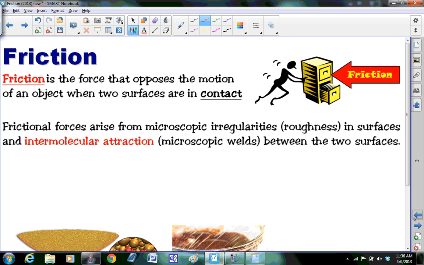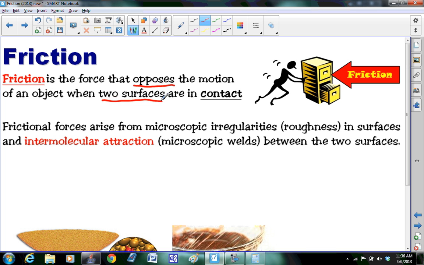Now, we're just going to go through the definition of friction. And remember, friction is the force that really opposes the motion of an object when two surfaces are in contact. That's really important. You need to have two surfaces. It could be a variety of surfaces, it could be the air, but you always have two surfaces in contact. And we're going to be looking at what happens when we've got objects resting on a horizontal surface. We're doing angles and other surfaces in grade 12.